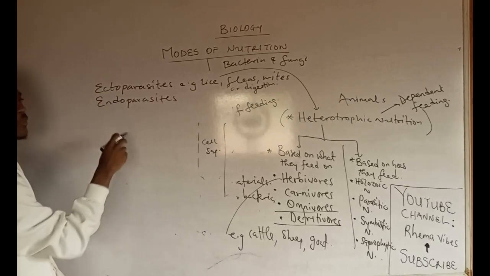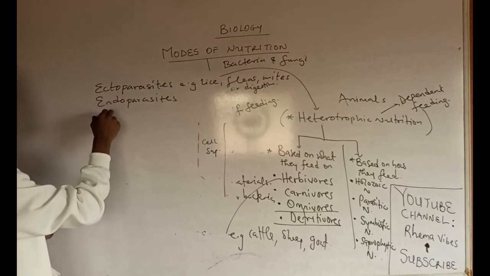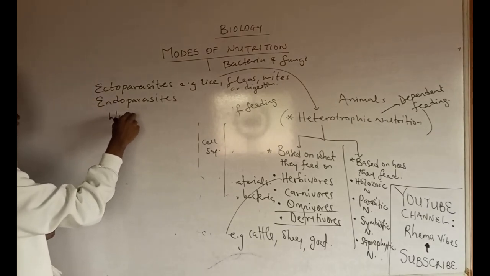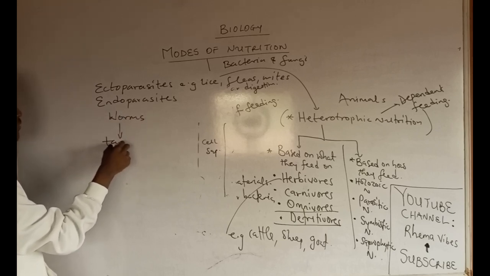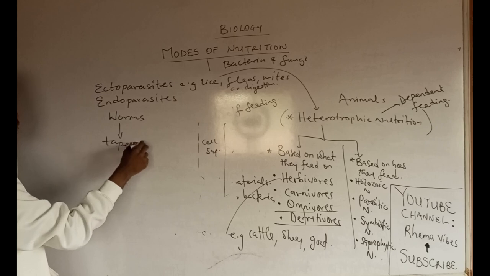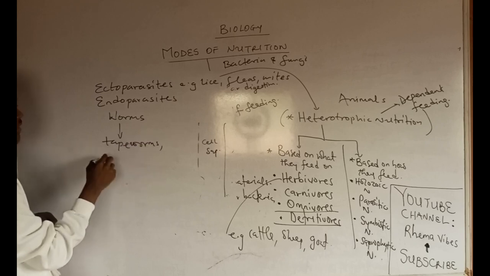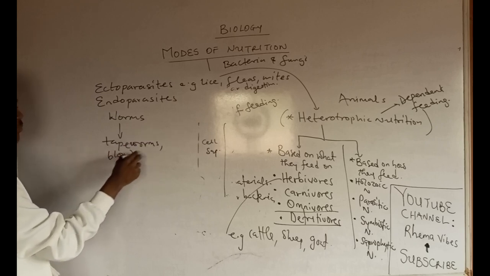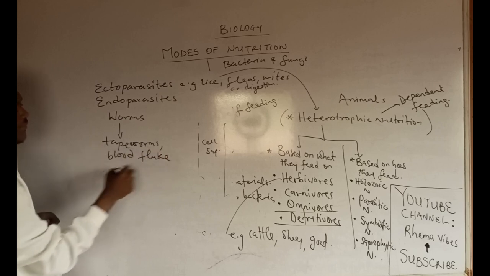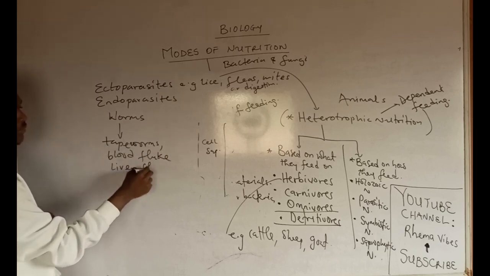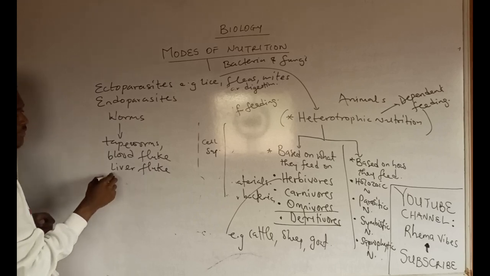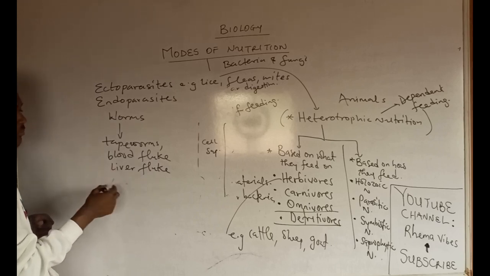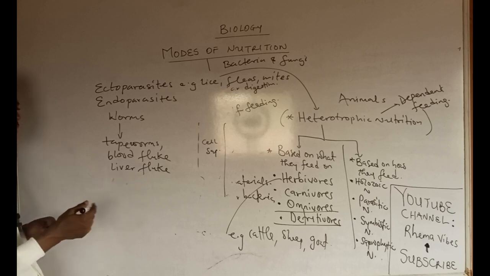As for endoparasites, classical examples are usually in the form of worms. Worms, where you talk about the tapeworm, that's the flatworms. We have the blood fluke, the liver fluke, then we also have the nematodes, talking about the roundworm, Ascaris lumbricoides, and the rest of them.